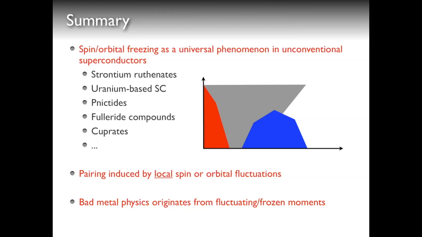And within this scenario, the pairing is induced by local spin or orbital fluctuations, and the bad metal physics above the superconducting dome naturally comes from the same local spin fluctuations, which induce this square root self-energy and therefore very strong non-Fermi liquid properties. And with this, I stop and I thank you for your attention.